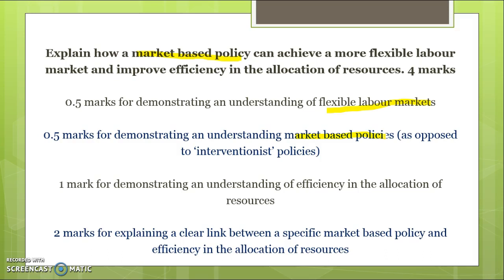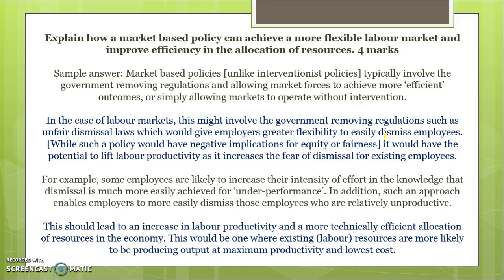1 mark for demonstrating understanding of efficiency in the allocation of resources, so define what that means. And 2 marks for explaining a clear link between a specific market-based policy and efficiency in the allocation of resources. So market-based policies typically involve the government removing regulations and allowing market forces to achieve a more efficient outcome, or simply allowing markets to operate without intervention. So you start off your answer with a clear understanding of what's meant by market-based approaches, about getting rid of government intervention in the market.